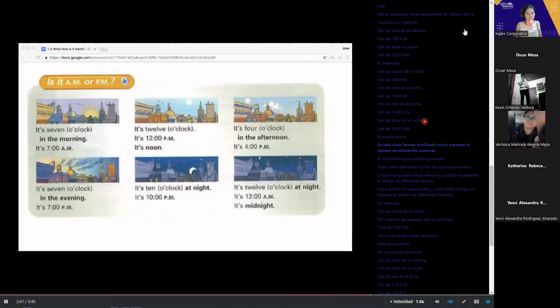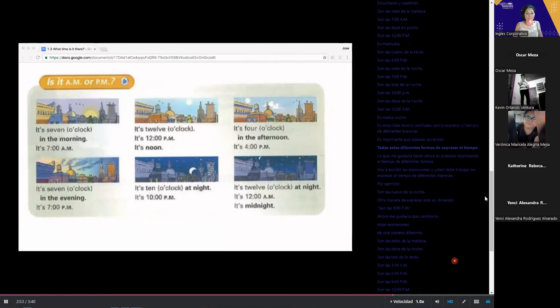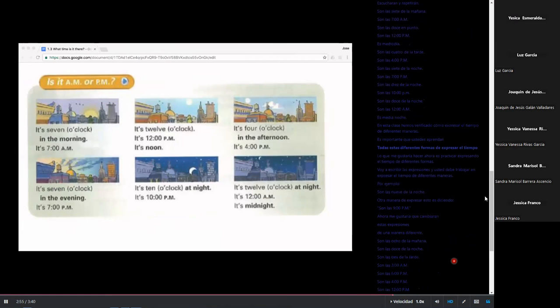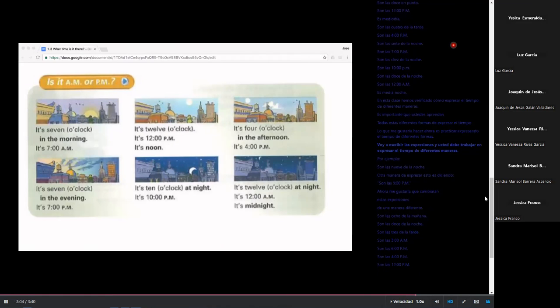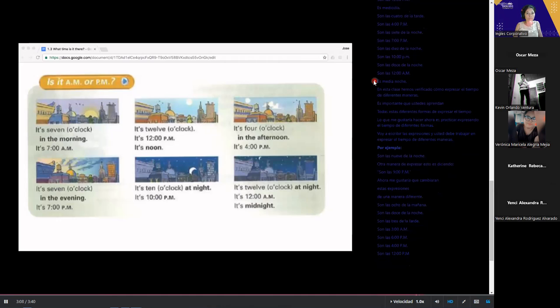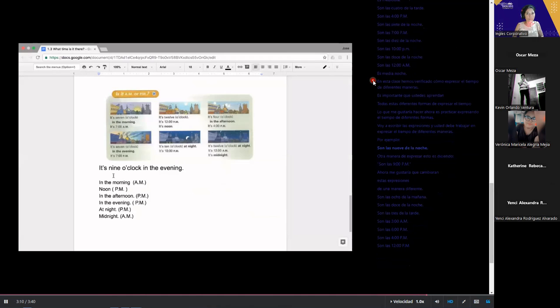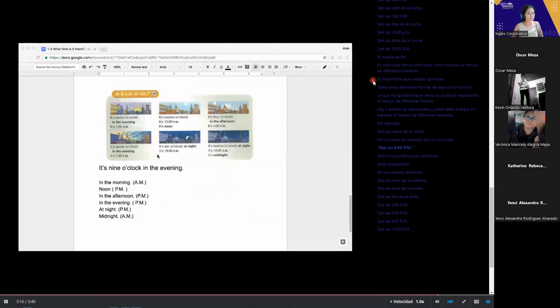In this class, we've covered how to express the time in different ways. It's important that you learn all those different ways to express the time. What I would like for you to do now is to practice expressing the time in different ways. I'll write the expressions and you should work on expressing the time in a different way. For example, it's 9 o'clock in the evening. Another way to express this is by saying it's 9 p.m.